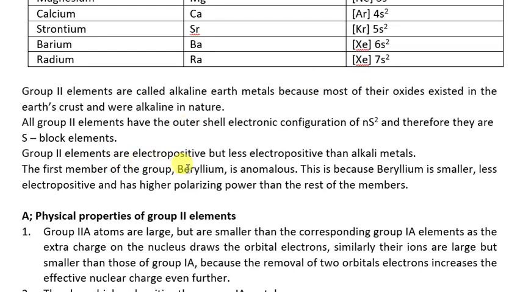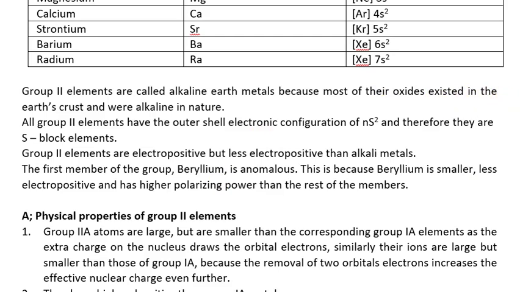First member of the group, beryllium, is anomalous. Kivipi? This is because beryllium is smaller, less electropositive, and has a higher polarizing power than the rest of the members. And we should discuss this anomalous behavior later when we continue this discussion on group 2 elements.